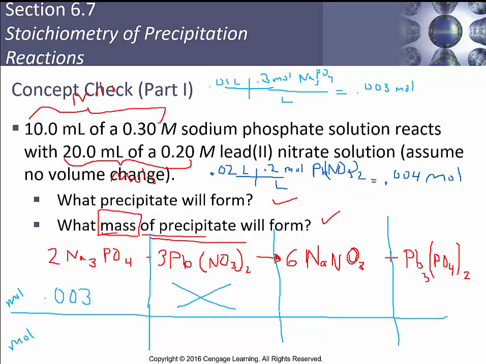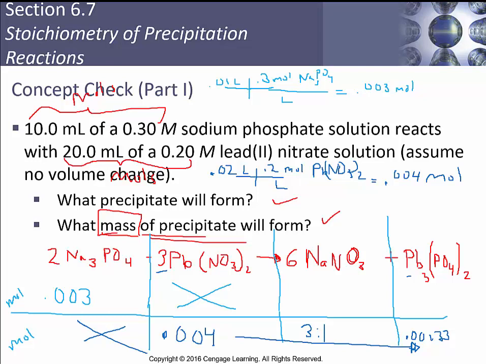Now I'm going to use the balanced chemical equation and my stoichiometry to see which one is the limiting reactant. So I will take my 0.004 moles of lead nitrate, and I'm going to figure out how many moles of lead phosphate I'm going to make. This is a 3 to 1 ratio. So I'm going to end up with 0.0013 moles of lead phosphate from my 0.004 moles of lead nitrate.